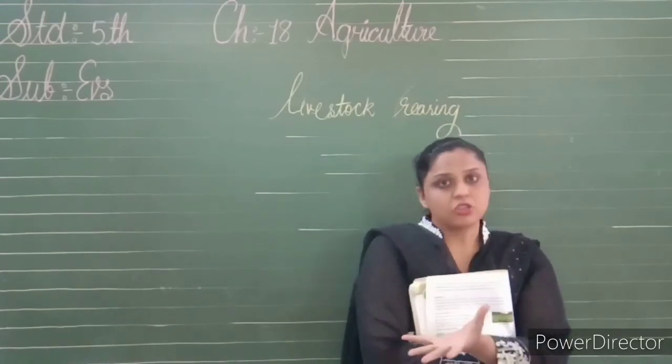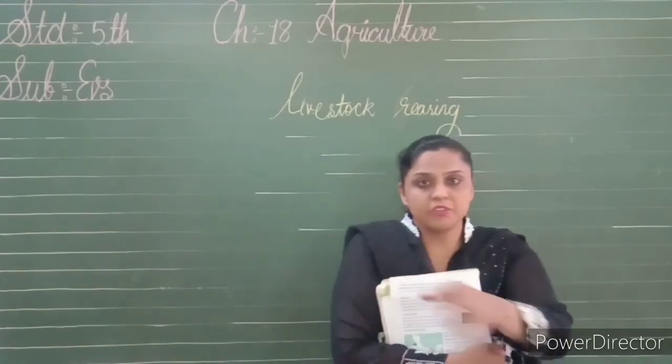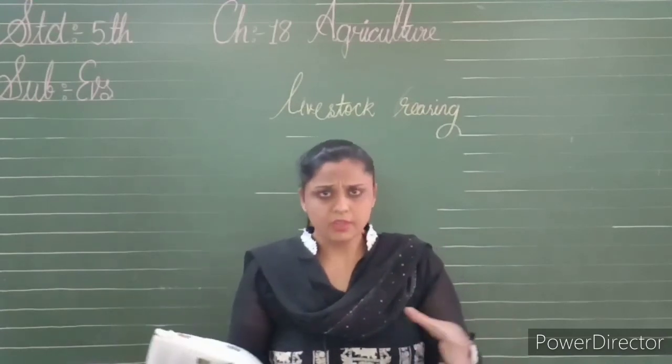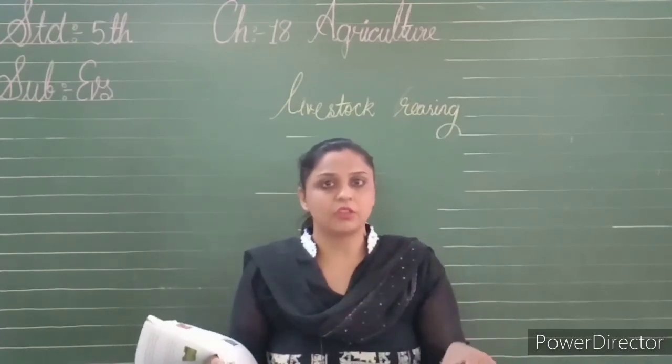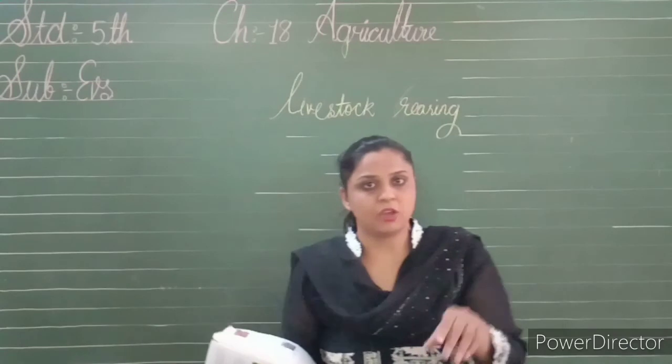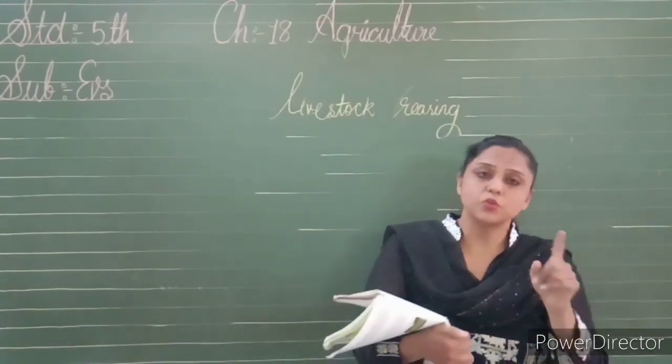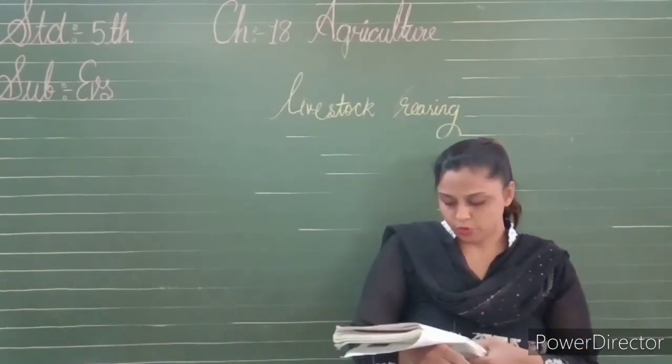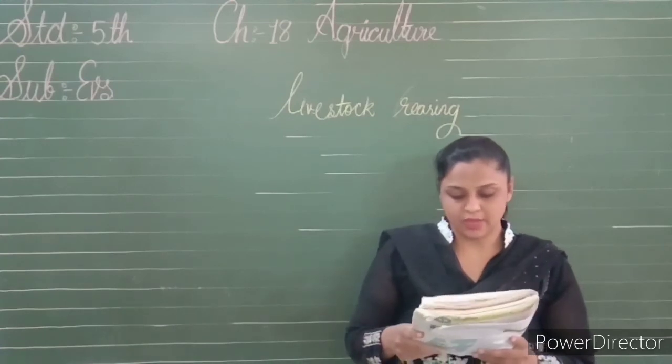Pisciculture means production of fish in an artificial way, in an artificial lake and pond. An artificial pond is a man-made pond, in which we cultivate fish. That is called pisciculture. Poultry farming is also done on a large scale in our country.